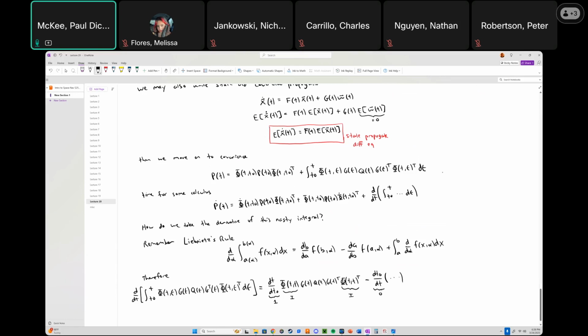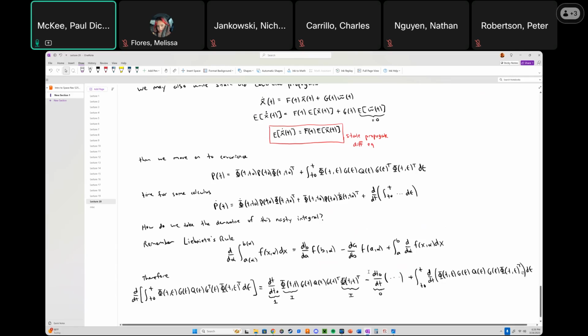Okay. Then we've got the integral, but now it is from t naught to t of, we can take the derivative. So derivative with respect to t of phi epsilon to t, g of epsilon, q of epsilon, g of epsilon, phi epsilon to t transpose d epsilon. Okay.